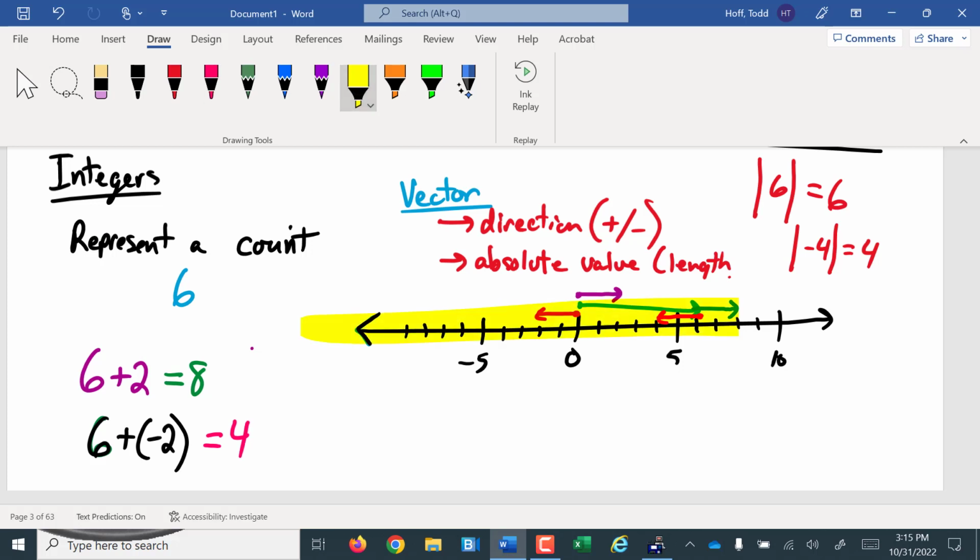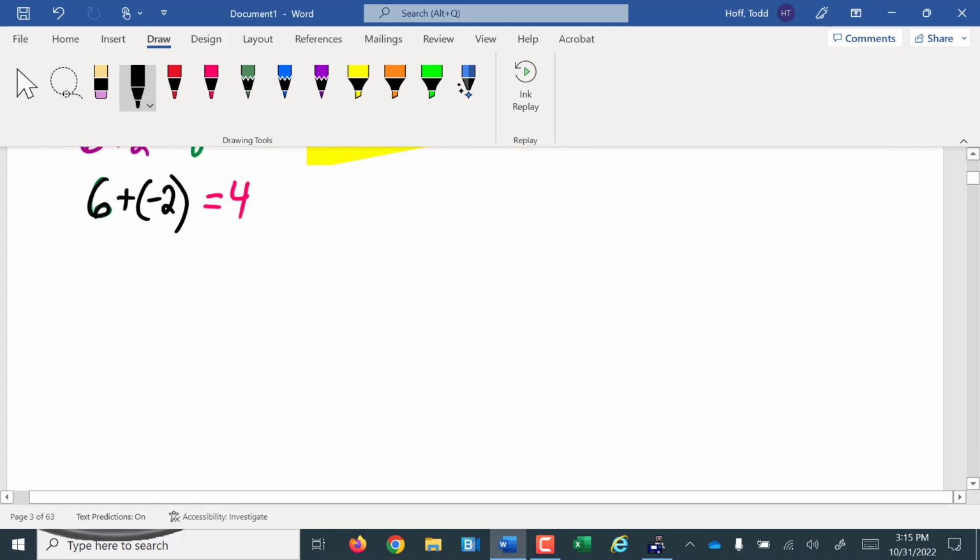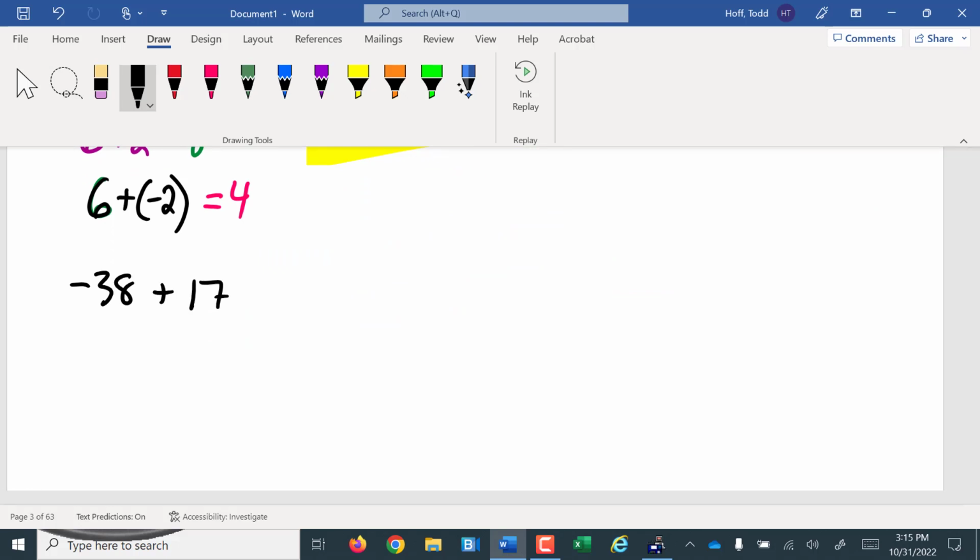I do not keep this picture. I don't draw vectors every time I add integers. I don't expect that you're going to either. But I do keep that picture in mind when I'm working with negative numbers. For example, if I have a -38 plus 17, what I am thinking is this. Here's 0. -38 goes this way. Positive 17 goes the other way because it's positive. Does it have longer or shorter absolute value?